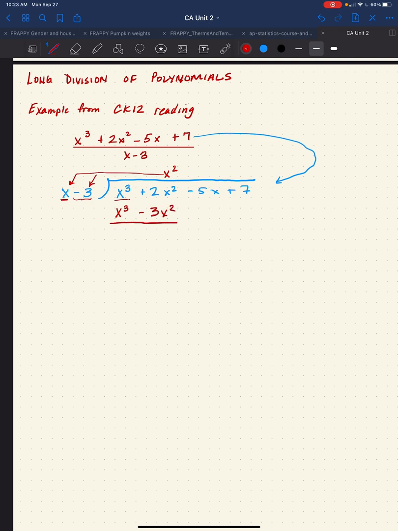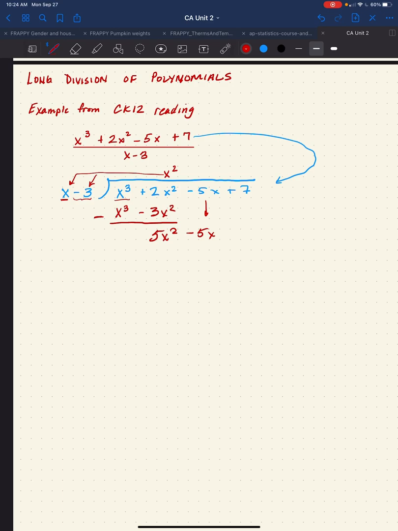All right, now we need to subtract. I can't impress upon you enough to watch your signs. You are subtracting in this method, not adding like in synthetic. Subtracting. x cubed minus x cubed gives us nothing, so I'll leave that spot blank. Then I have 2x squared minus a minus 3x squared gives me a positive 5x squared. And then bring down your next term, minus 5x.